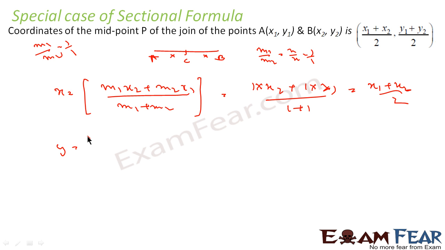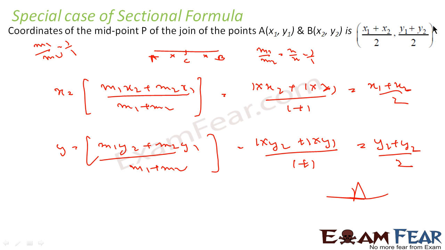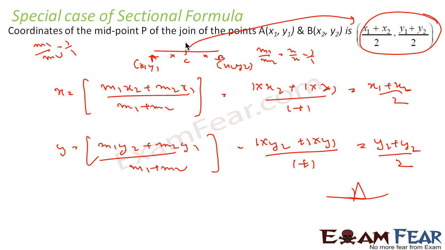Similarly, y is equal to m1y2 plus m2y1 by m1 plus m2, which is equal to 1 into y2 plus 1 into y1 by 1 plus 1. That is nothing but y1 plus y2 by 2, and that is my answer. So in the special case, if we are talking about the midpoint of 2 points, if this is x1, y1 and this is x2, y2, then the midpoint is x1 plus x2 by 2, and this is y1 plus y2 by 2. This is a special case of the section formula.